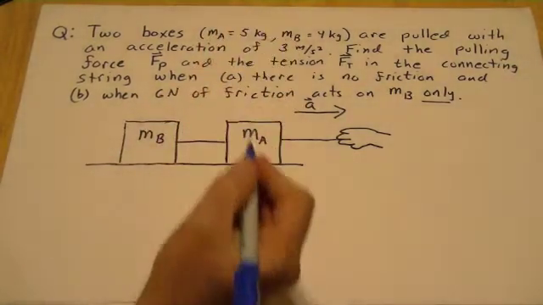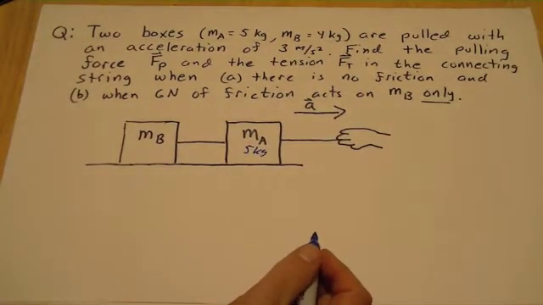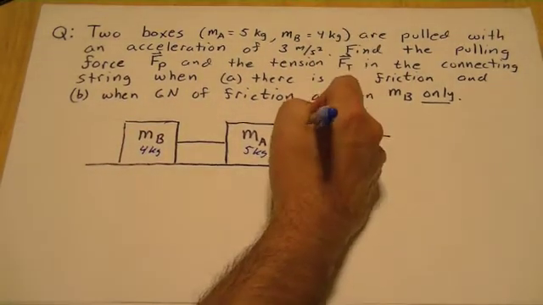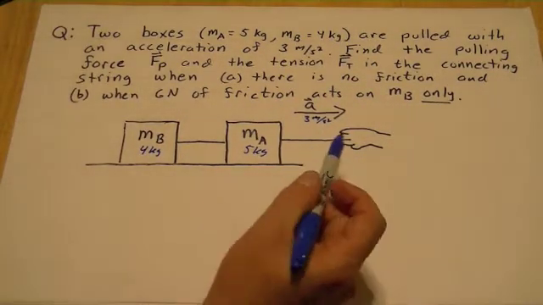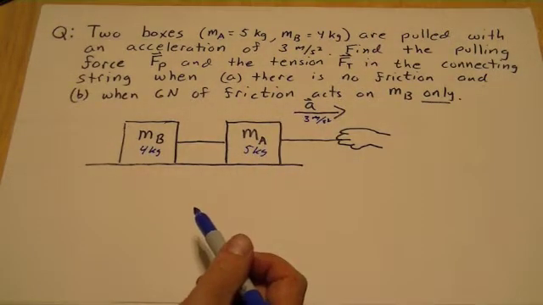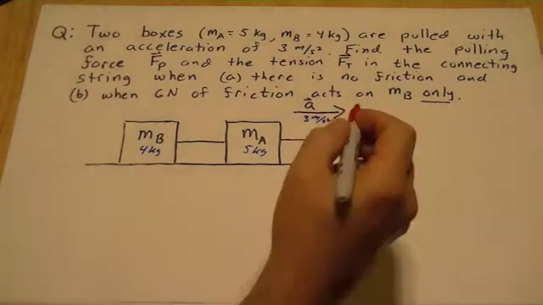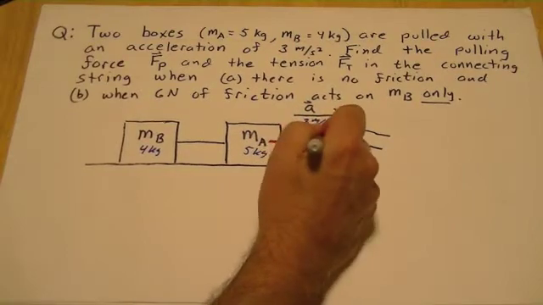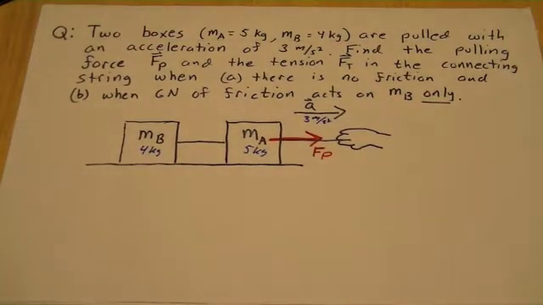For instance, mass A is 5 kilograms, so this is a good place just to jot down that mass A is 5 kilograms, mass B is 4 kilograms, and the acceleration is 3 meters per second squared. Now, these are strings, and a force on a string is called a tension. So I'm going to represent the force arrows using a red pen. What I'm interested in is finding this pulling force here. And I'll put a little red arrow here, and I'm going to mark this Fp. This is the pulling force from the hand pulling the leading string.